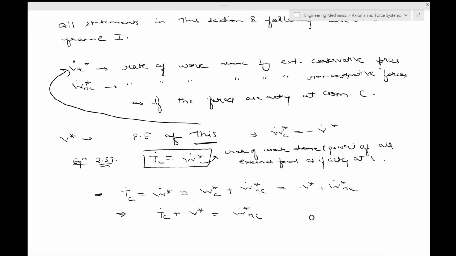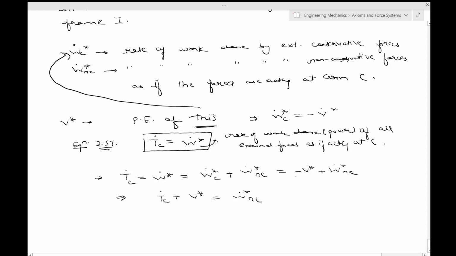Now this is also the reason, remember we had discussed why the potential energy is defined with a negative sign. This is done so that it can look like the sum of potential and kinetic energy on the left hand side over here, with a dot. Now this would imply that if you have states 1 to 2, then doing a time integration from time 1 to 2, T_C2 minus T_C1 plus V2 star minus V1 star is equal to W star NC 1 to 2. This is equation 2.91.